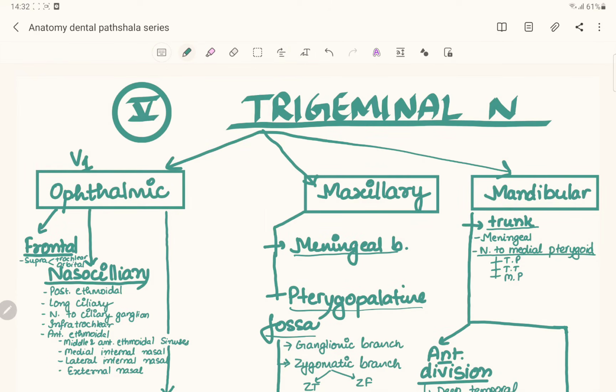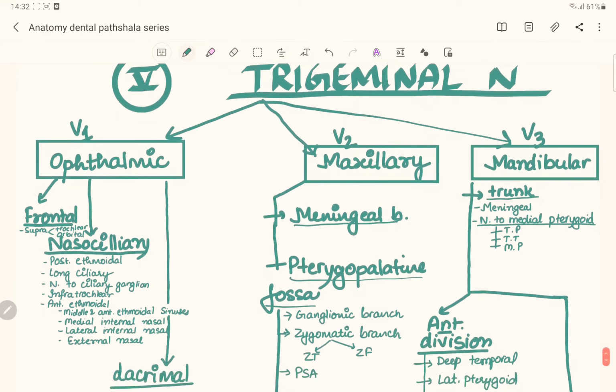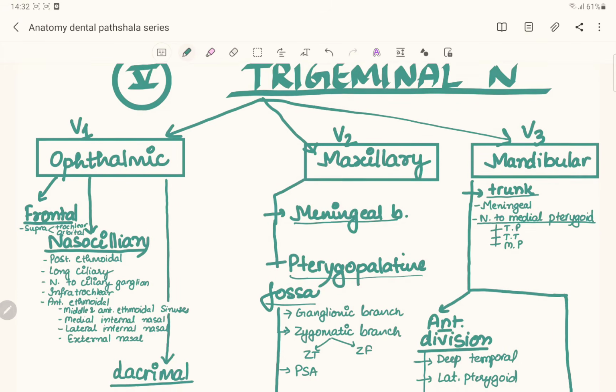So it gives off three branches. The first branch is the ophthalmic nerve, which is the sensory branch, the second is the maxillary, and V3 is the mandibular branch. The first branch of the trigeminal nerve is the ophthalmic nerve. It gives off three branches: the frontal nerve, the nasociliary nerve, and the lacrimal nerve.